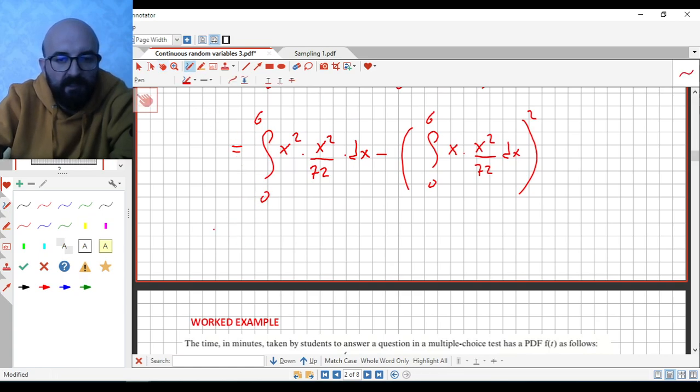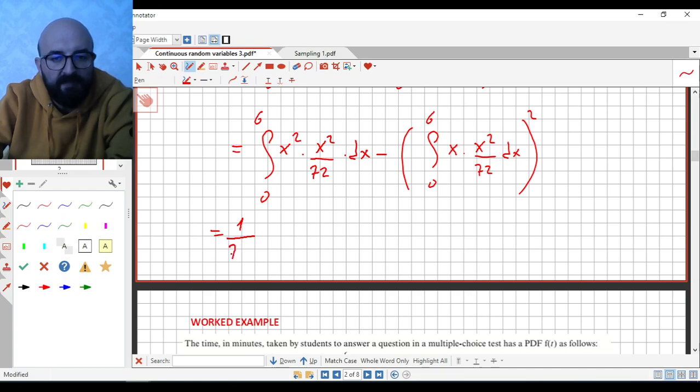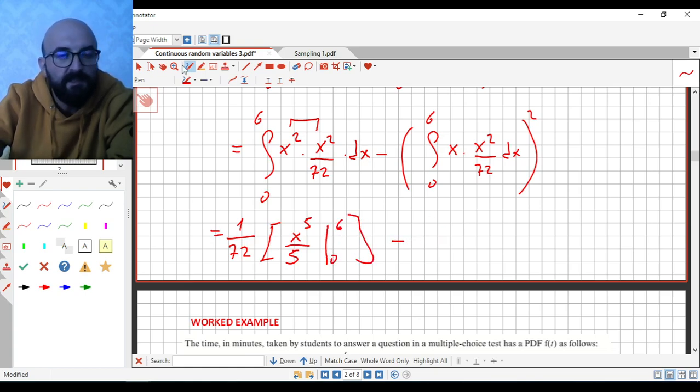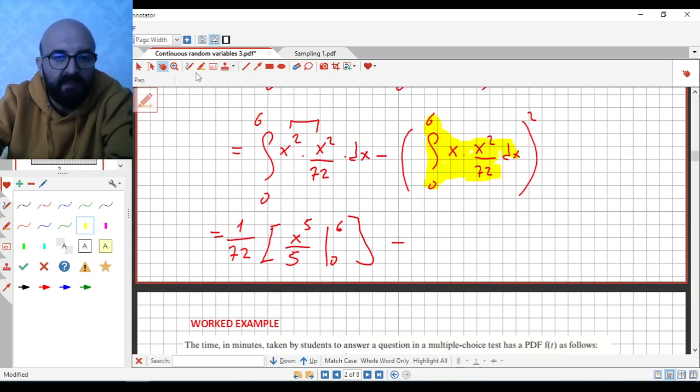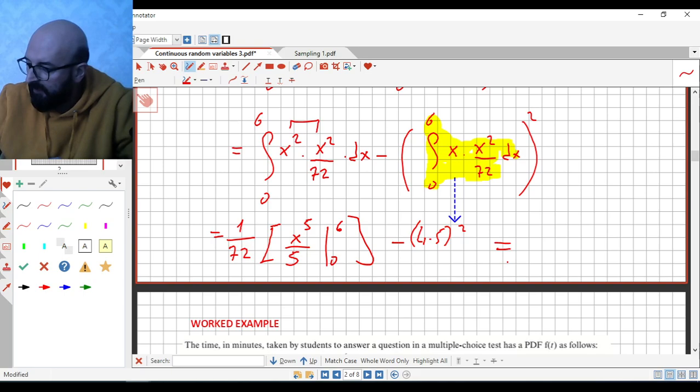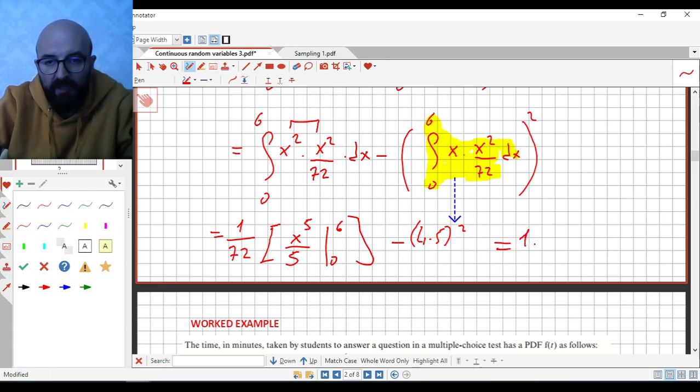This process is 1 over 72, and it becomes x to the 4, so x to the 5 over 5 from 0 to 6, minus, please remember that a short time ago we found the expectation of x, which is 4.5, and I can write 4.5 squared instead of this process. And our variance is 1.35.